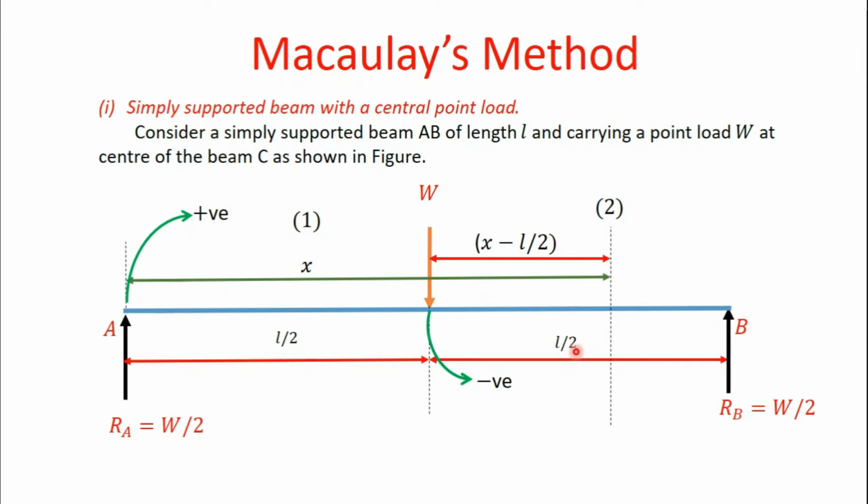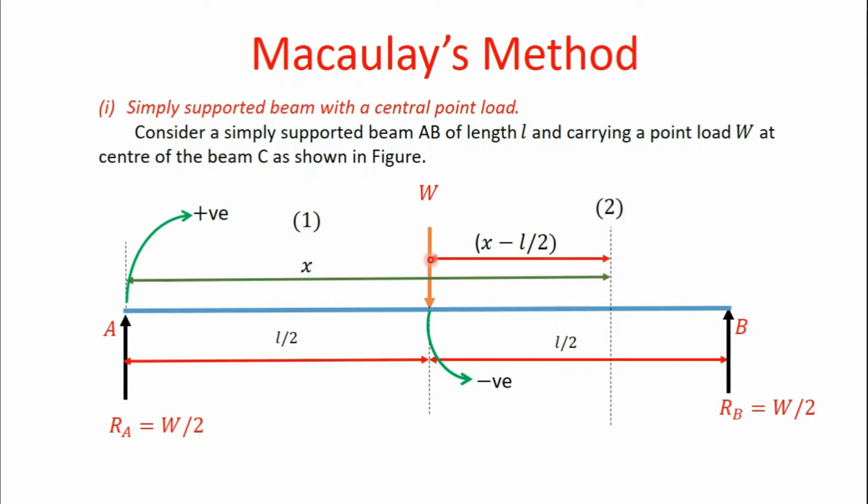And the next point states that in Macaulay's method you have to consider the axis in the last section, and there are two sections, section 1 and section 2. So I have taken the axis in the last section at a distance x from the left end. You can see that this is the distance x and this distance is x minus L by 2.